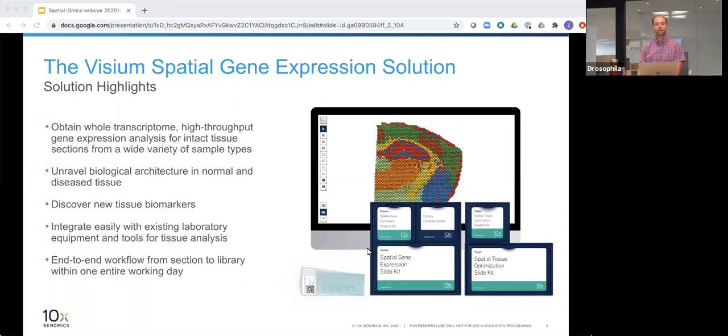You can integrate this easily into your laboratory already, so you don't need to buy any specialized equipment as long as you have a cryostat and a microscope. We provide the rest of the reagents you need to make this happen. So it's really a pretty easy end-to-end workflow. And we've streamlined this to the point that you can do this from section to library in essentially a single working day.